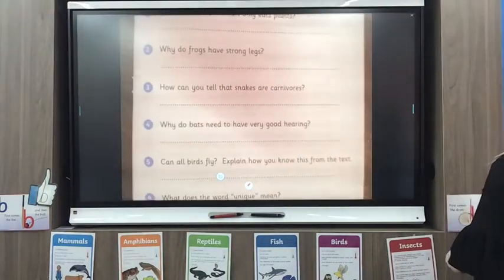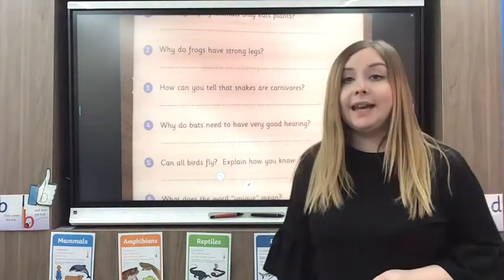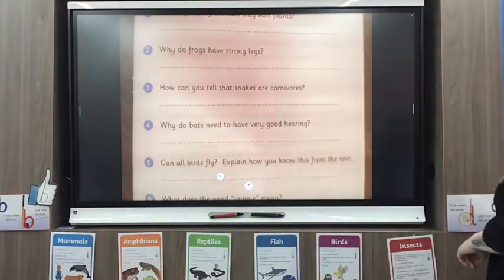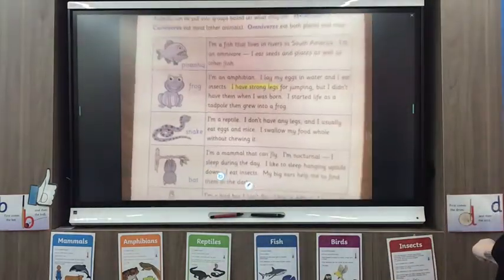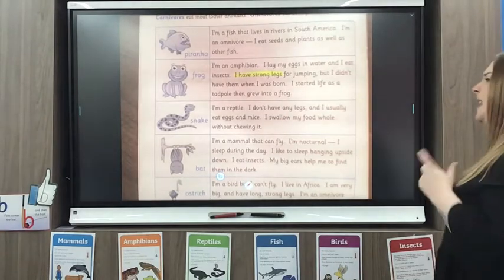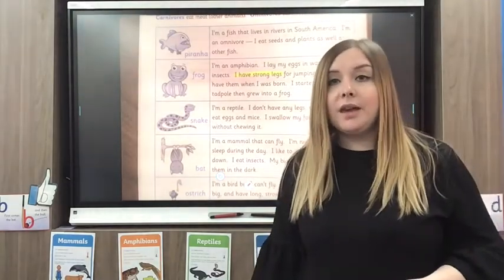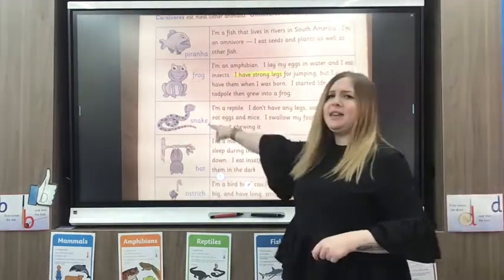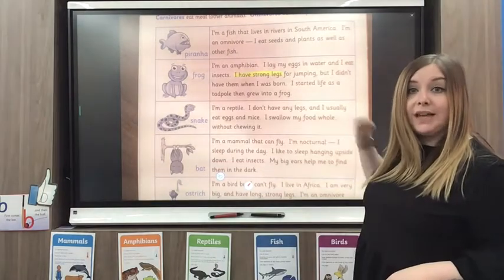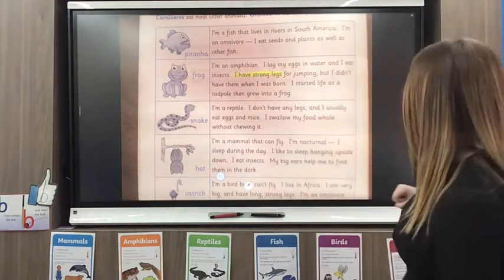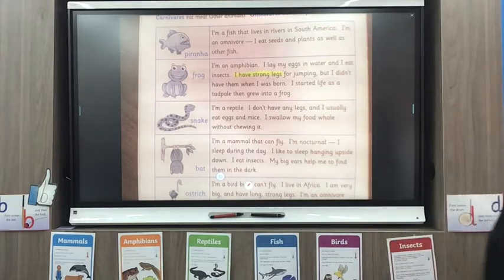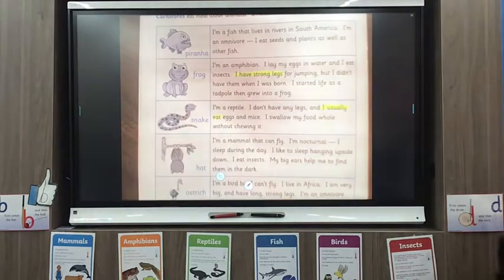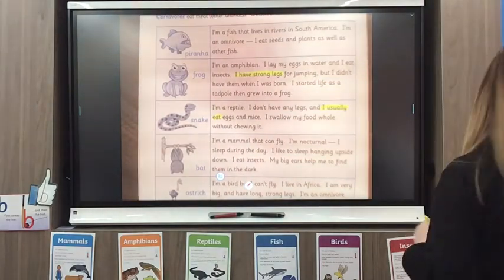Question number three. How can you tell that snakes are carnivores? So remember, carnivores are meat eaters. So again, we're only going to be looking in the snake box. And if it's eating meat, think about some animals that a snake might eat. So I'm going to look in here for a different animal that it says the snake eats. So I'm finding that keyword eat. I usually eat. And then you're going to find the rest of the information.